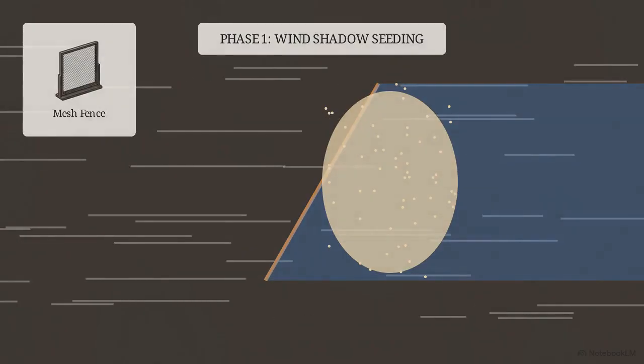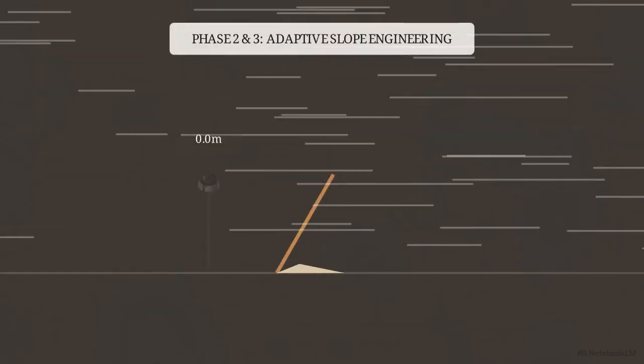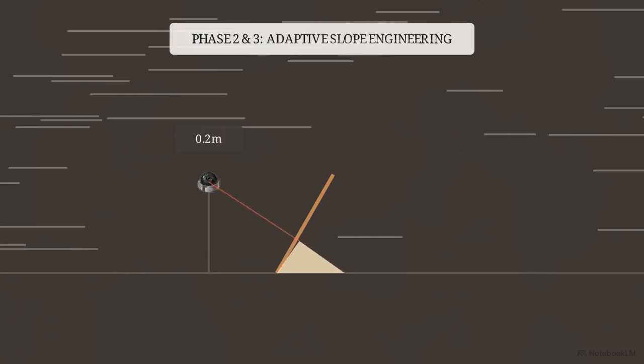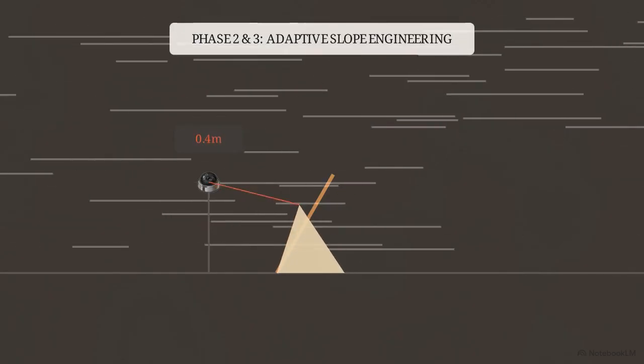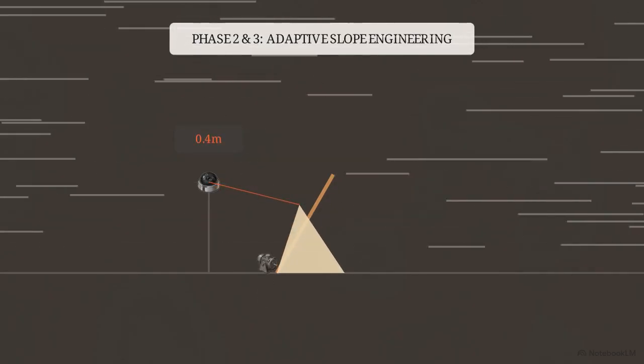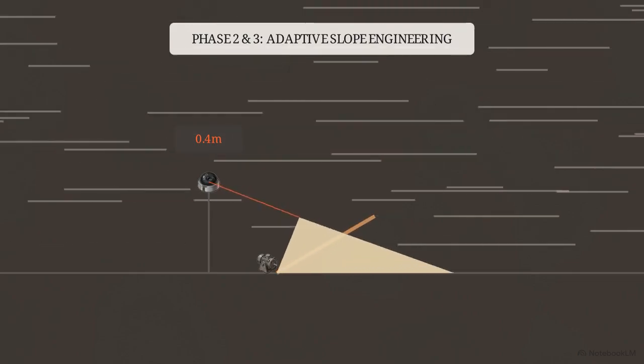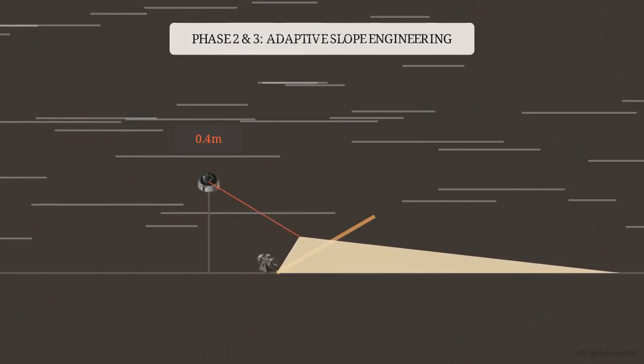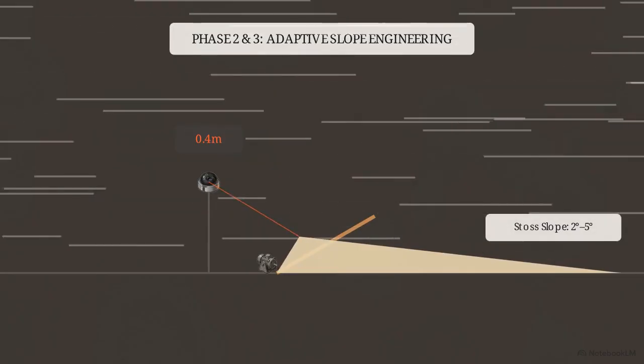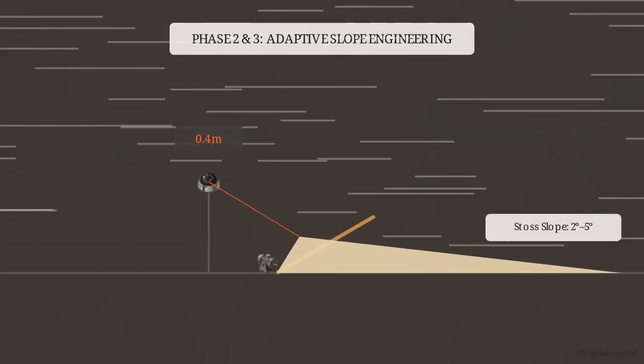Sand aggregates at the base of the fence line, slowly building the ramp upward. Localized LiDAR sensors monitor this growth. When the base accretion hits 0.4 meters high, the system must adapt to prevent exceeding our safety parameters. The servo physically lowers the fence angle to 30 degrees. This alters the aerodynamic flow, pushing the deposition footprint outward to extend the shallow 2 to 5 degree stoss slope.